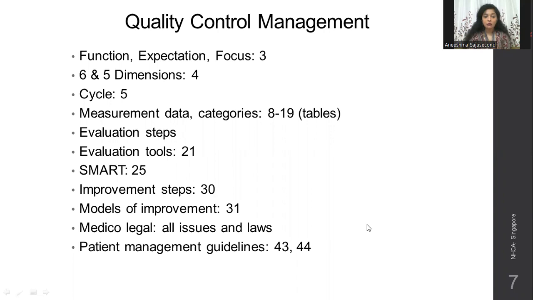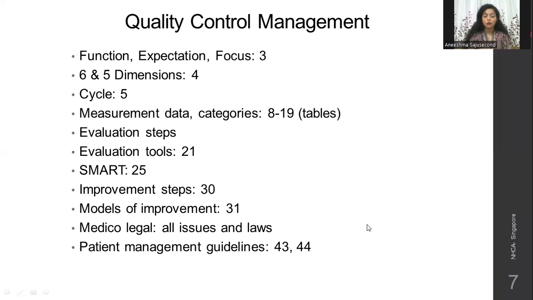Okay. And then the dimensions of quality: 6 dimensions of quality from the hospital's point of view, 5 dimensions of quality from the patient's point of view. Okay, be thorough with that. Then the cycle of quality management, the entire chapter. So it starts from measurement.